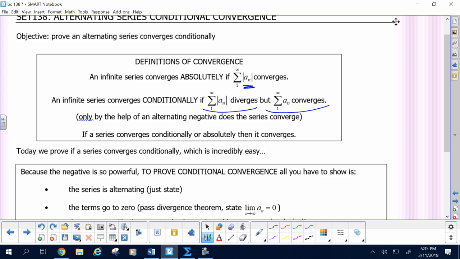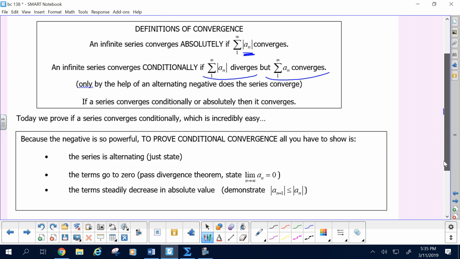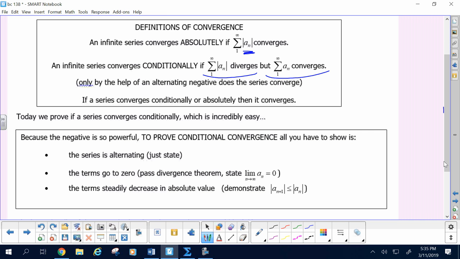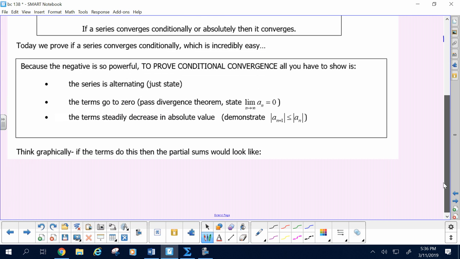It's also worth noting that if a series converges conditionally, then it converges. And if it converges absolutely, it converges. So by proving absolute or conditional convergence, you're proving convergence. Now, how to prove conditional convergence? That's the meat of the problems you'll see. How do you prove it? It's really pretty straightforward. It's just three conditions.